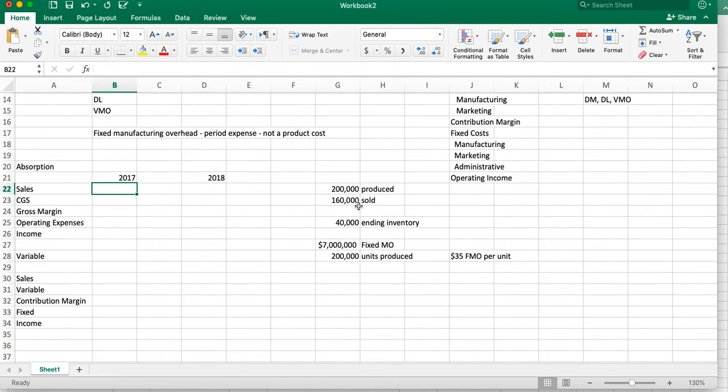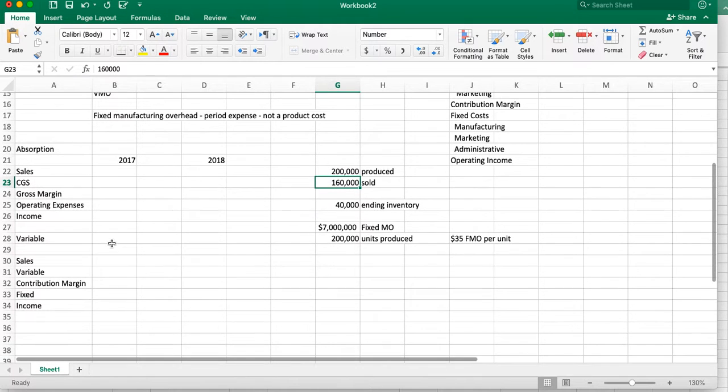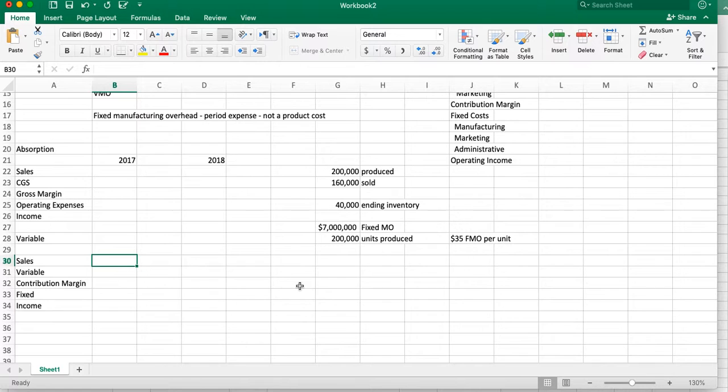So my sales would be based on the 160,000. My cost of goods sold would be based on the 160,000. And then I would calculate everything else. But if I'm doing the variable costing income statement, I'm not going to worry about how much it was per unit. I'm going to put it down here. I'm going to expense the whole thing.